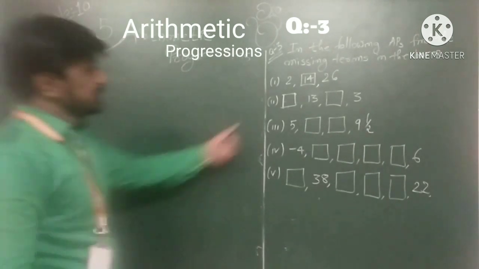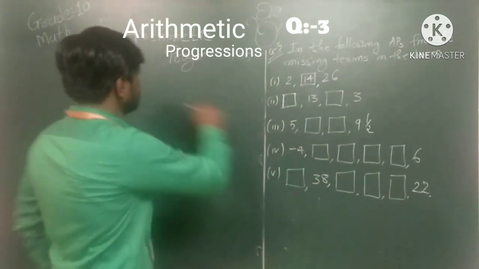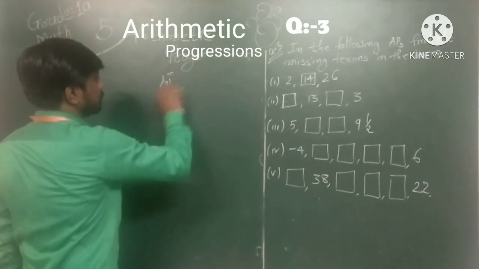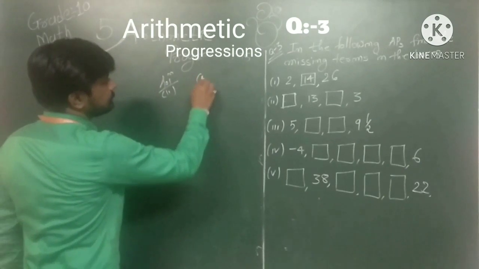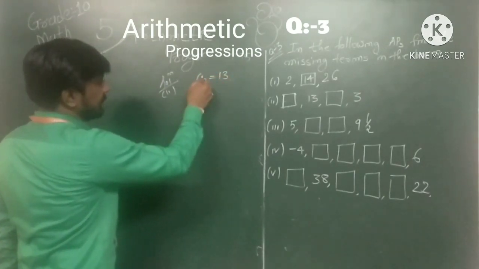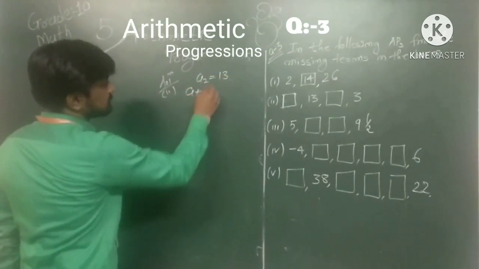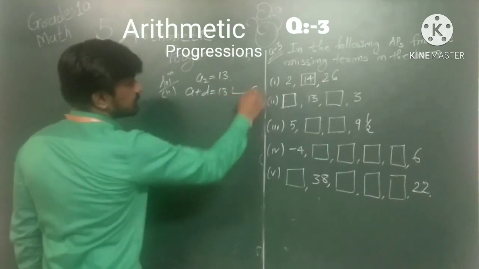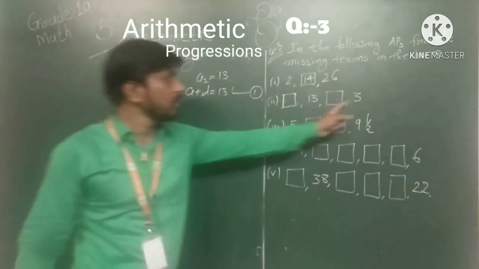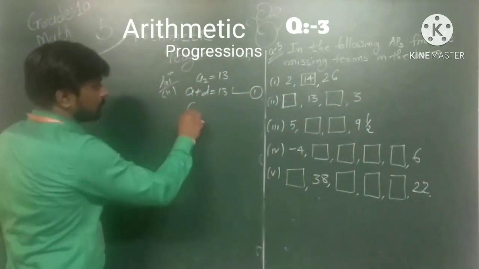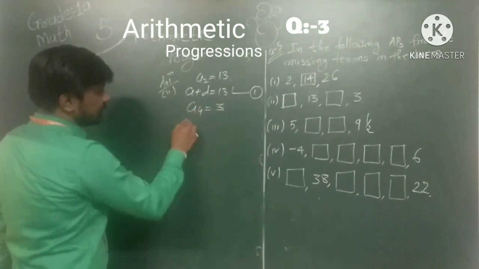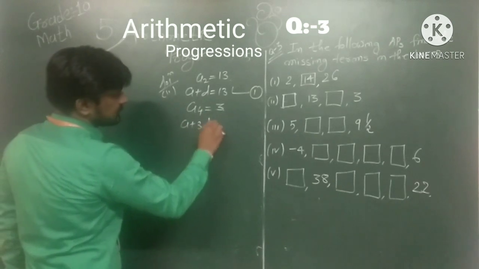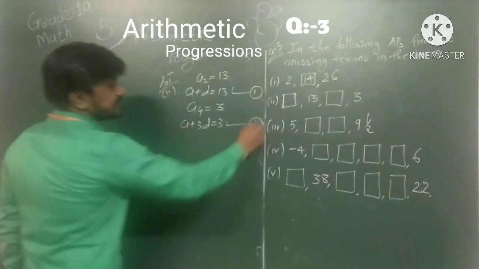Now look, second example. What is given? A2 is 13. That means write the formula of A2: A plus D is equal to 13. This is our equation number 4. And A4 is given, so I write the formula of A4. The value of A4 is equal to 3. That means A plus 3D is equal to 3. This is our second equation.